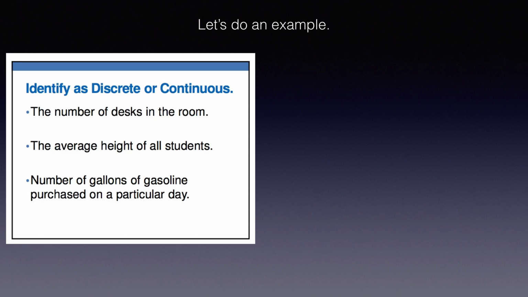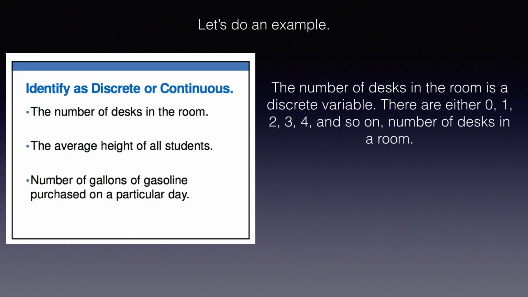Let's do an example. Identify these as discrete or continuous. We'll start with the number of desks in a room. The number of desks in the room is a discrete variable. There are either 0, 1, 2, 3, 4, and so on number of desks in a room.